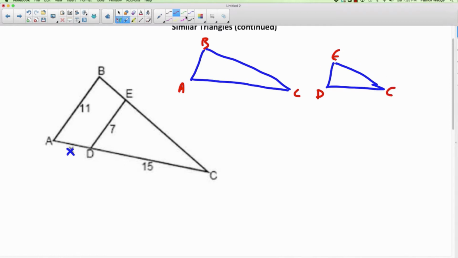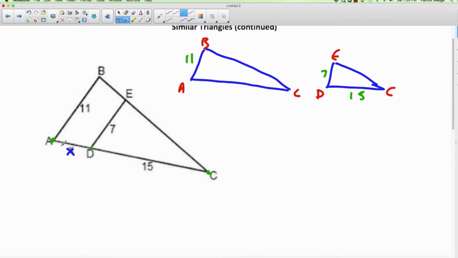In the small one, I'm going to start with the small one, we know that from D to C is 15. And we know from D to E is 7. And that's all we know. In the big triangle, we know from A to B is 11. Now, be careful. This is what makes today's questions harder. How much is the distance from A to C? We need to know this distance from A to C.